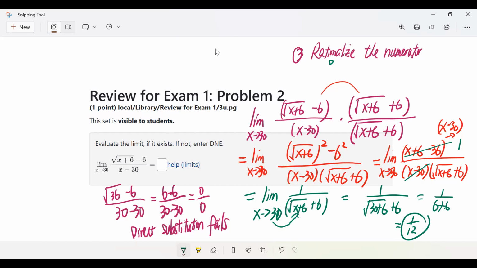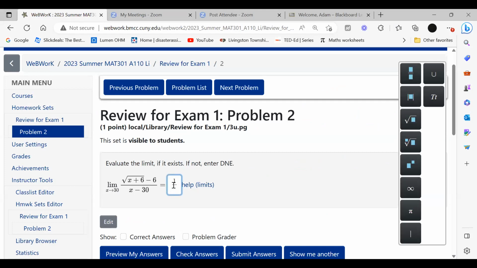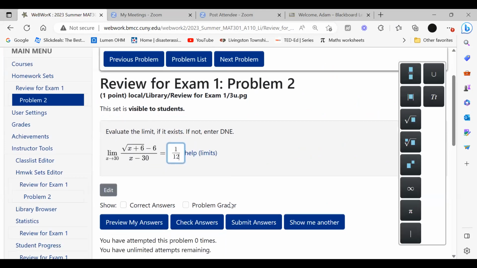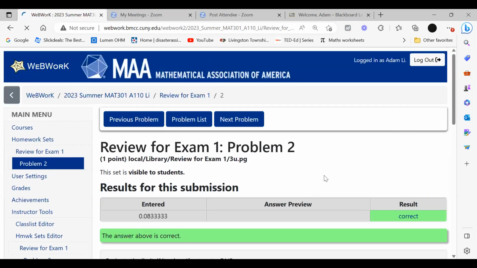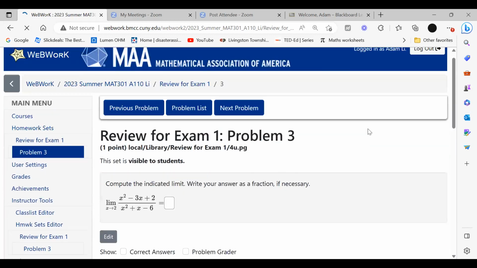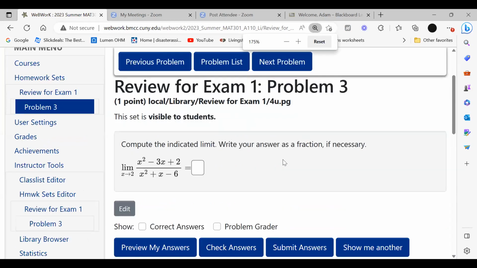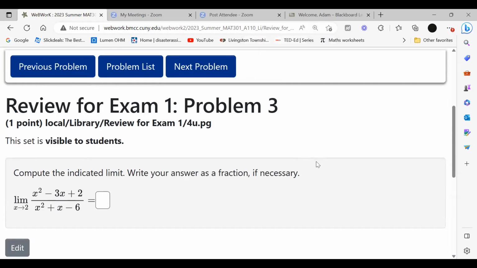Do you guys have any questions about this? Okay, let's check it. No questions. Very good. And question 3. So what do you think? Anybody want to share your idea on how to solve this?